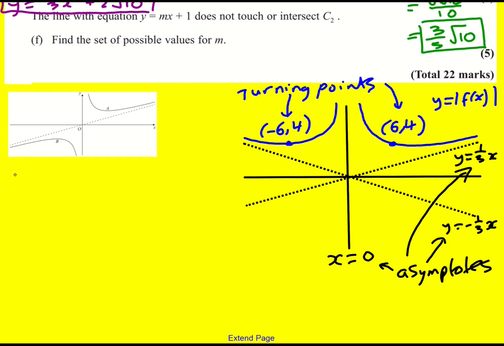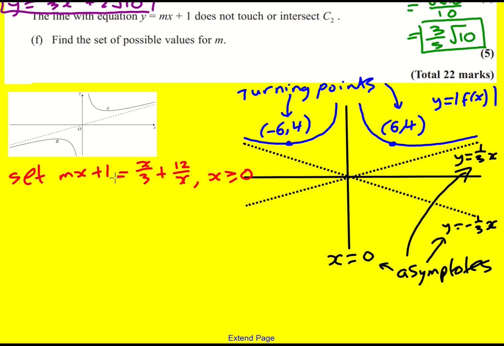So what we can do is set mx plus 1 equal to, well, we could do the modulus of the function, but that's going to create a modulus equation. And like I said, there's symmetry in the problem. So I'm actually going to set it equal to the original function, which was x over 3 plus 12 over x. But I'm only looking at x being greater than or equal to 0 here, because as soon as it goes below 0, we've got this reflection. I'll talk a bit more about it in a minute. And now we're going to try and find the possible values of m.